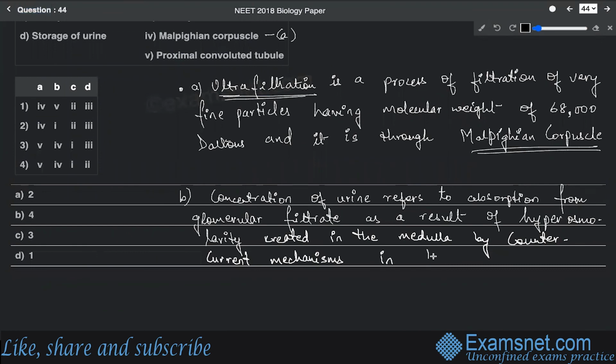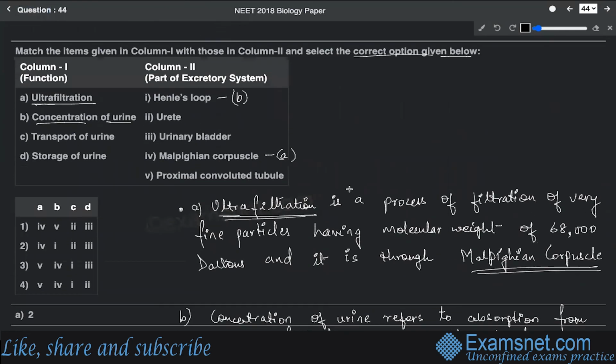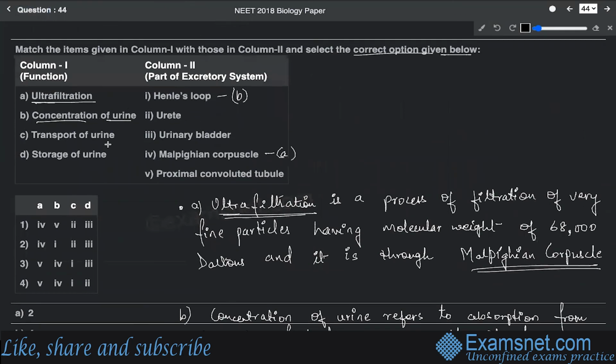In Henle's loop. So this is the case. All right. So B is going to match up with first. Now the transportation of urine.